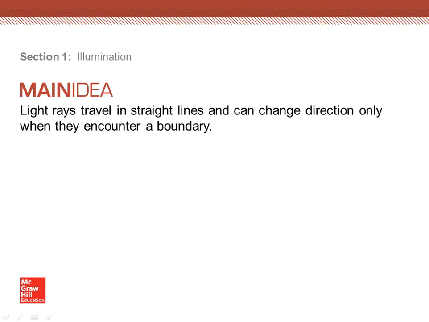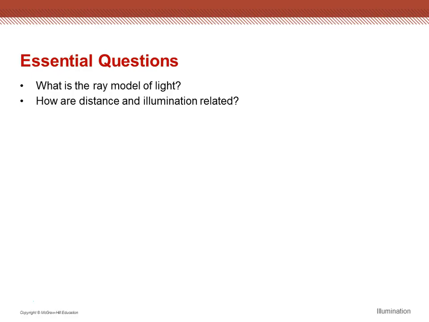In this video, we're going to begin talking about light and specifically illumination. The main idea of this video is that light rays travel in straight lines and can change direction only when they encounter a boundary. Two essential questions we're going to answer are: what is a ray model of light, and how are distance and illumination related?